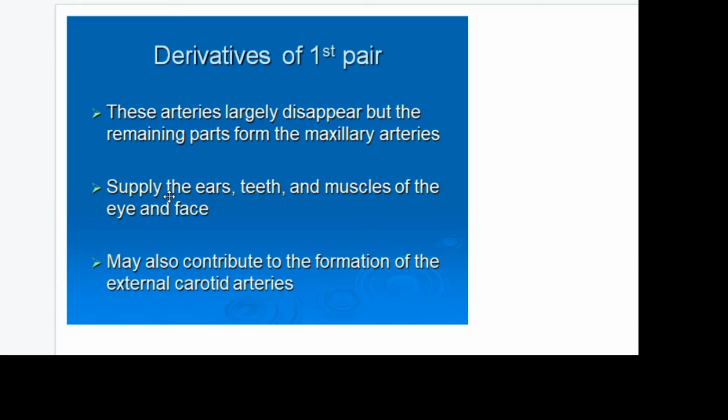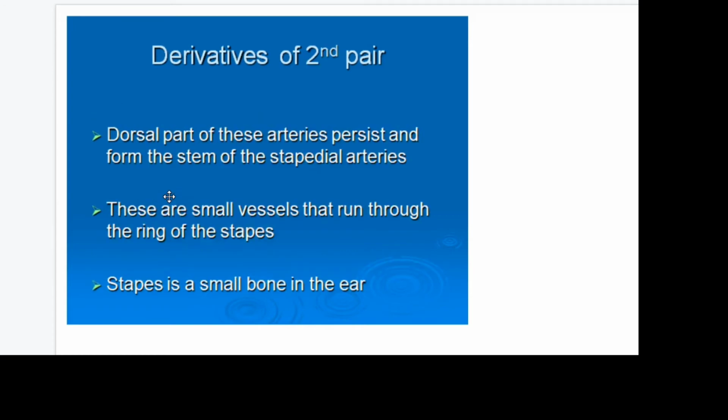So, derivatives of the first pair of aortic arches: these arteries largely disappear, but the remaining parts form the maxillary arteries, which supply the ears, teeth, the muscles of the eye and the face, and they may also contribute to the formation of the external carotid arteries. The second pair of the aortic arches, the dorsal parts of these arteries persist and form the stem of the stapedial arteries. These are small vessels that run through the ring of the stapes. Stapes is a small bone in the ear.